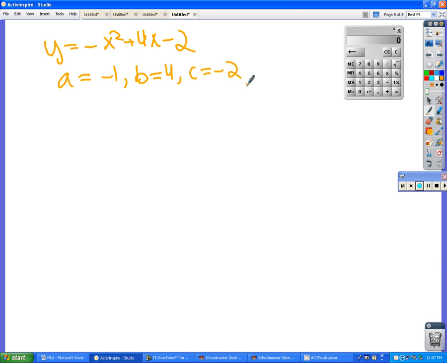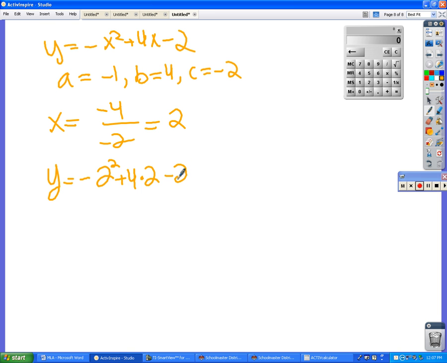So to find the x, I go the opposite of B, which would be -4. -4 divided by 2 times A. What's 2 times -1? -2. And -4 divided by -2 is 2. Okay, we good with that? Now I'm going to plug that in for the x's. So I'm going to rewrite this. Instead of writing x, I'm going to write 2 squared plus 4 times 2 minus 2.